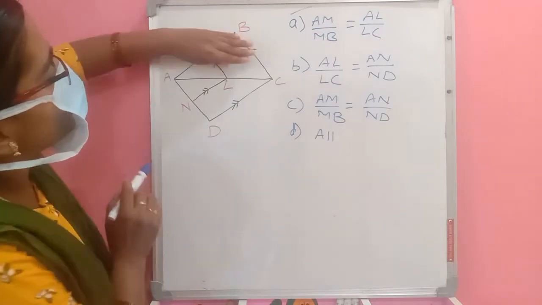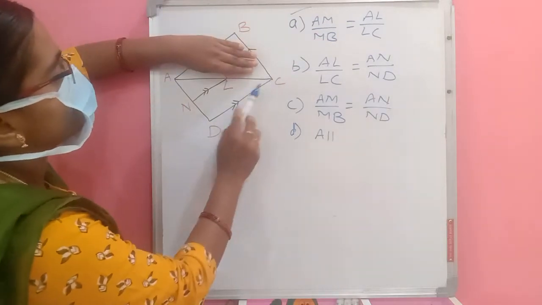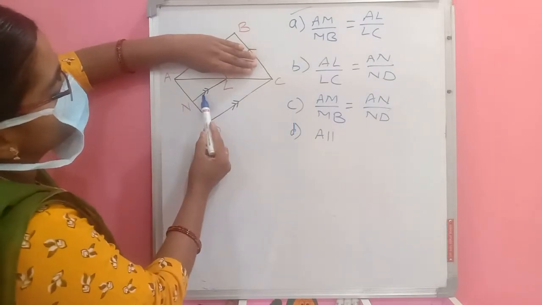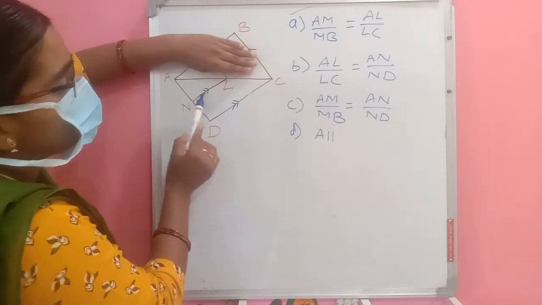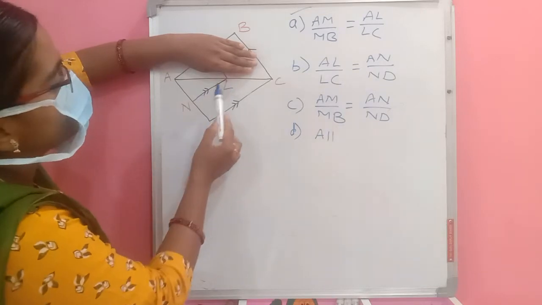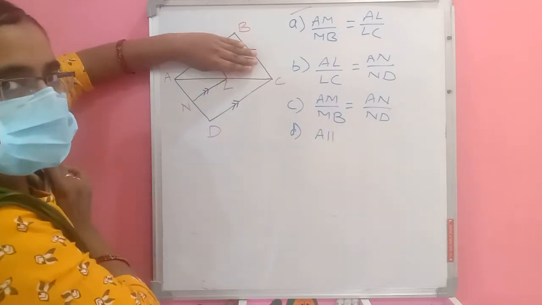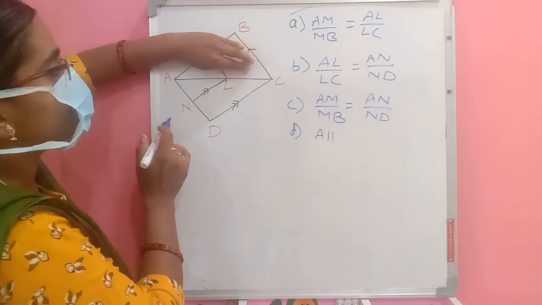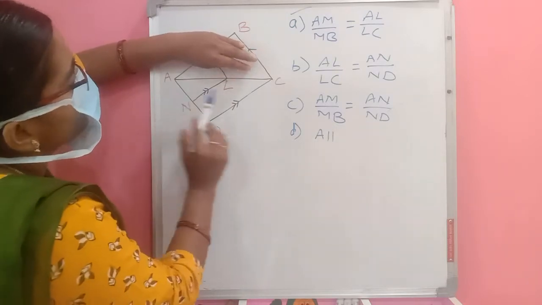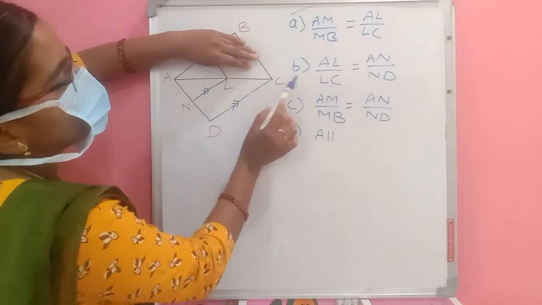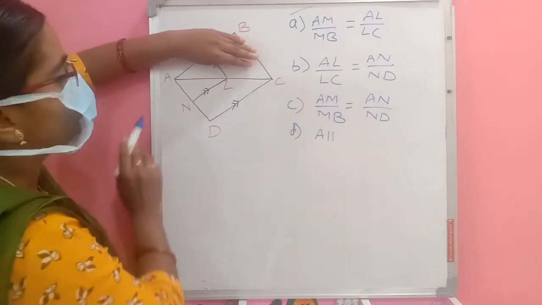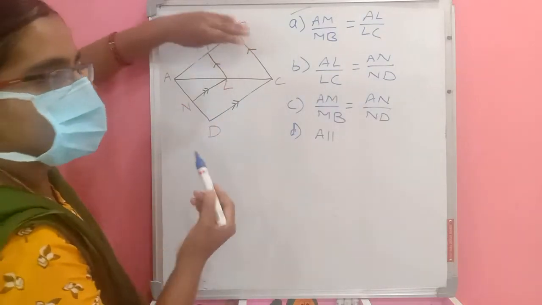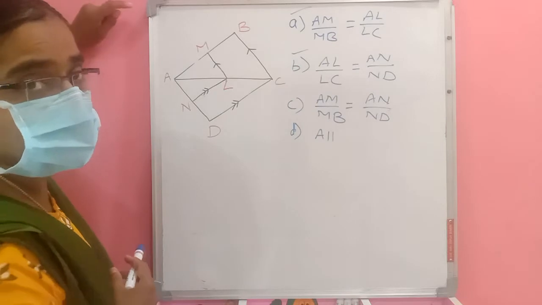Now consider triangle ADC. Just this triangle, leave the upper one. These two arrows mean these two are parallel lines intersecting the other two sides. Then according to Thales theorem, their division ratio is equal. So AL by LC is equal to AN by ND. Yes, so option B is also correct.